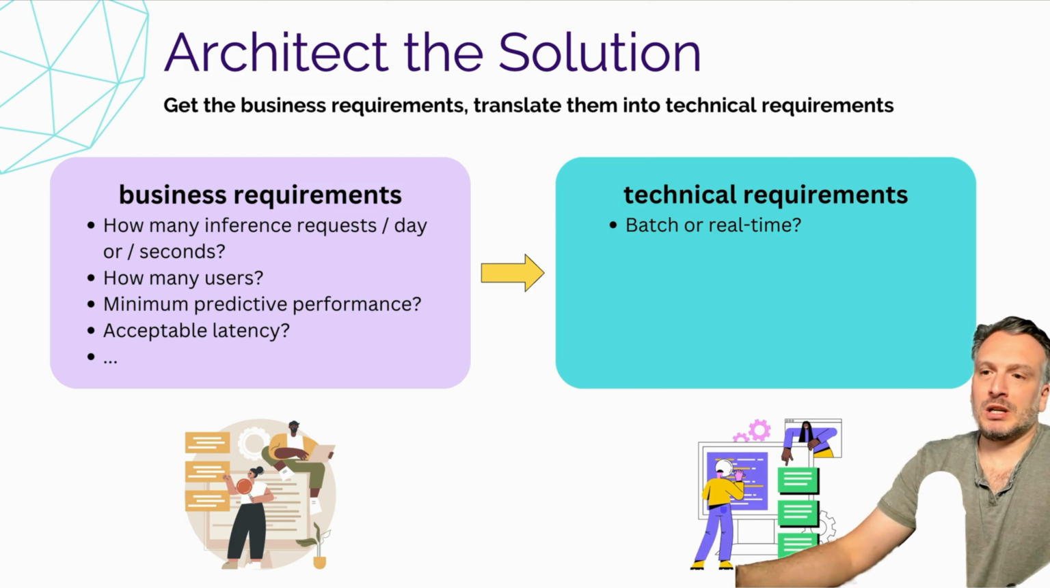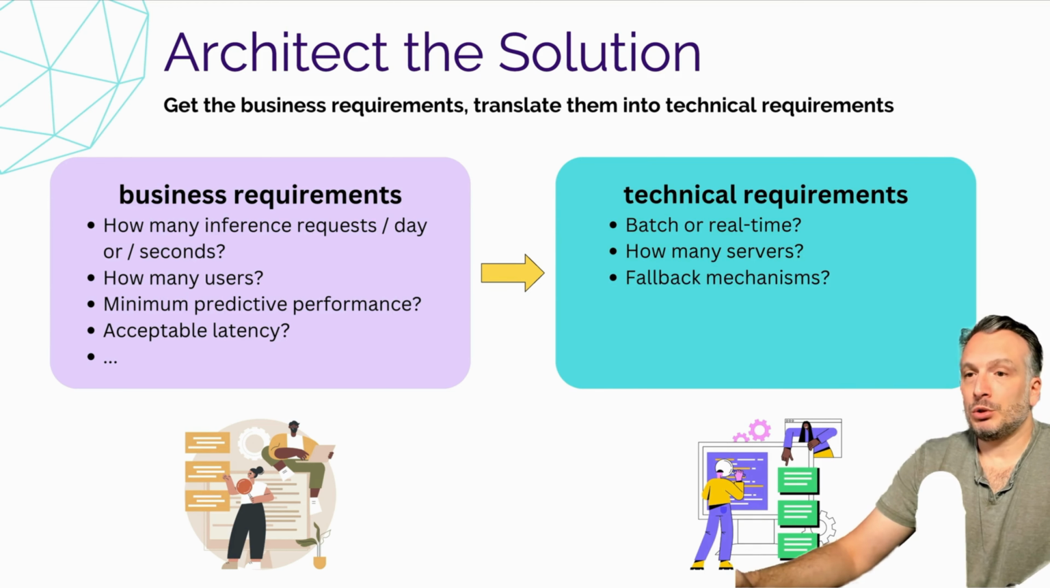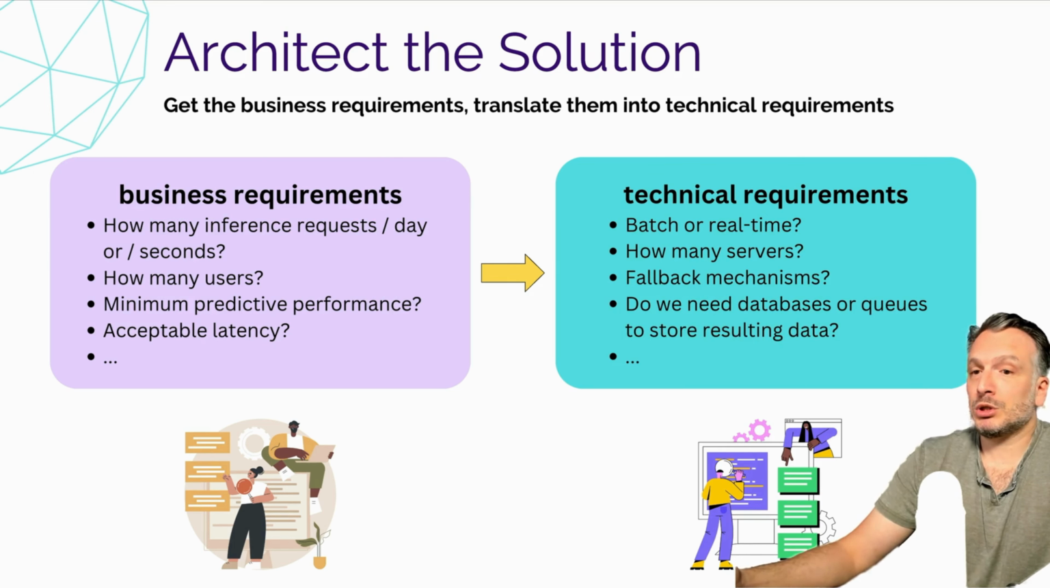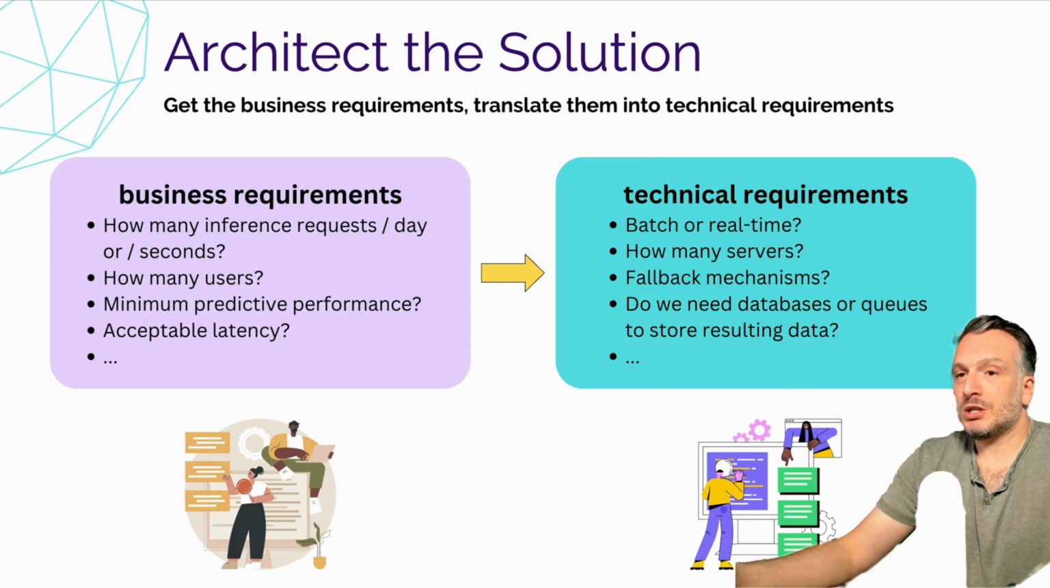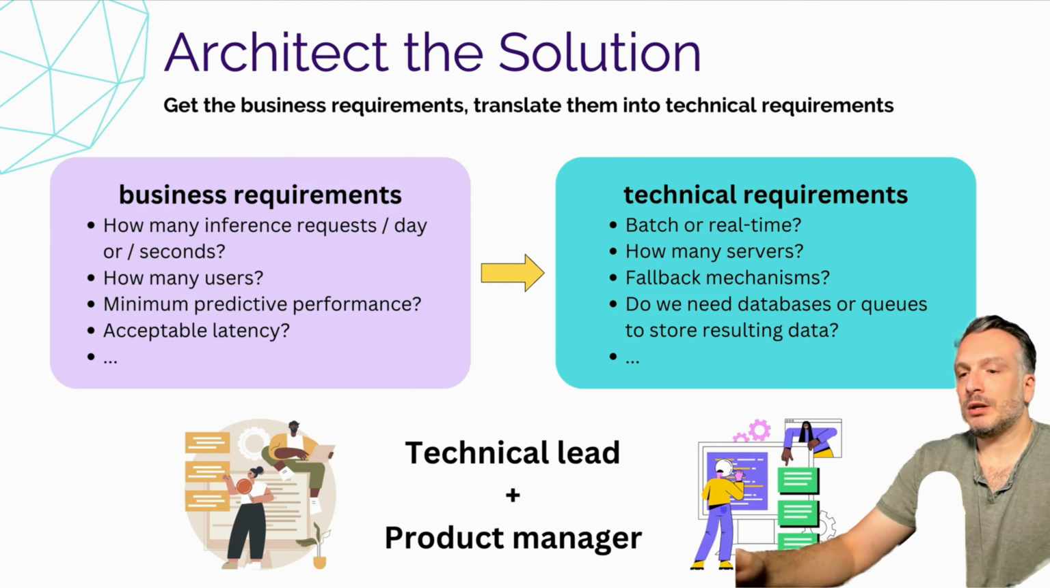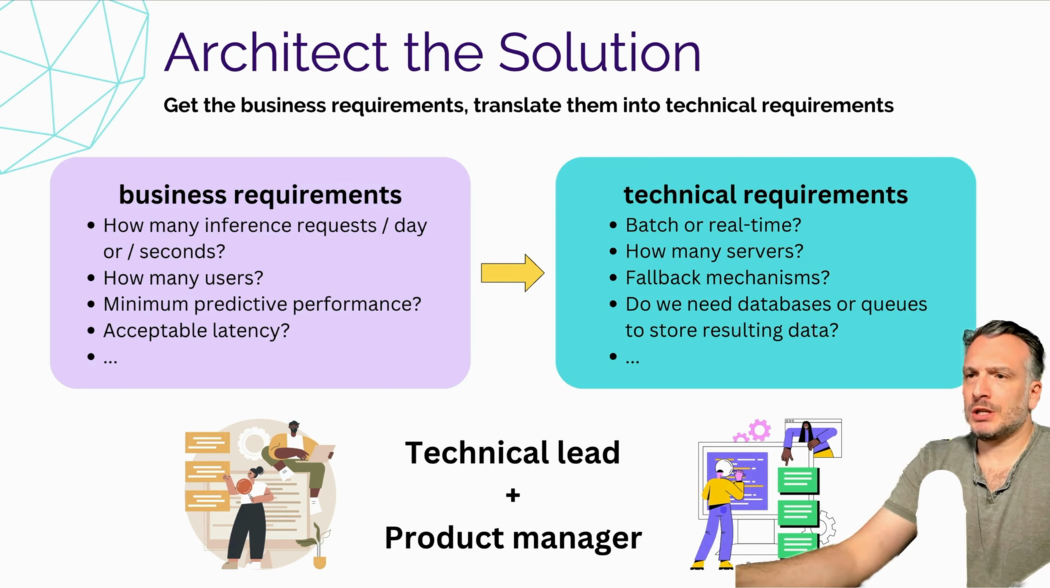How do you fulfill those business requirements with a technical solution? Well, when it comes to machine learning, there's a couple of questions that you will need to answer. For example, do you need batch or do you need real time? How many servers will you need? Do you need a fallback mechanism if something is broken? Do we need databases or queues to store the resulting data? All of those questions need to be answered to make sure that we can build a solution and to distribute the work to the right people. This work is usually done in collaboration between a technical lead and a product manager. Architecting the solution is really what machine learning system design is. So this is a small part of that lecture here, but this is one of the most important aspects of it.